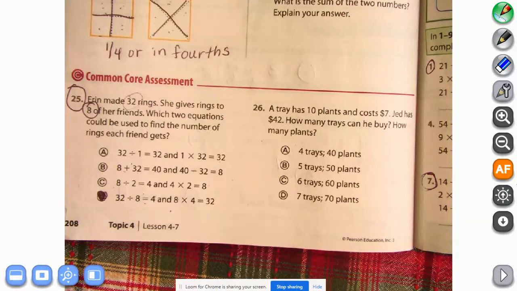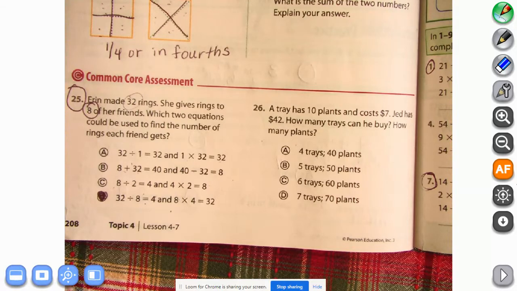And number 25, Erin made 32 rings. She gives rings to 8 of her friends. Which 2 equations could be used to find the number of rings each friend gets? So you see that I chose 32 divided by 8 equals 4 because she has 8 friends that she's dividing these up with. 8 times 4 is 32, but 8 divided by 2 equals 4, and 4 times 2 equals 8 has nothing to do with the problem for C, so C's not right.